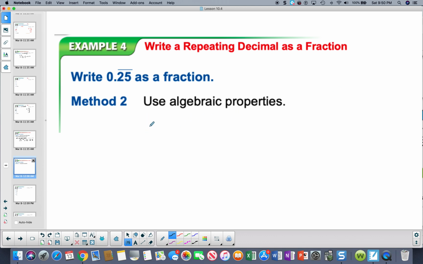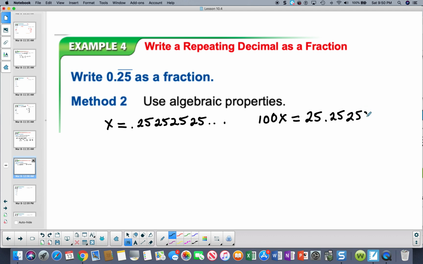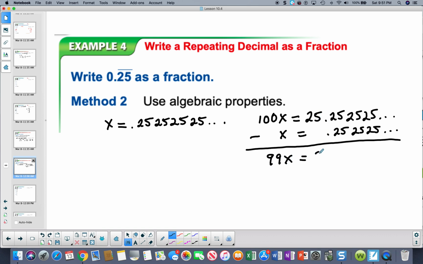Method 2 is to use some algebraic properties. I know that this is 0.25252525 dot, dot, dot. I'm going to let this be x. x is equal to this. What I want to do now is get one of the patterns in front of the decimal, and to do that, I'm going to multiply by 100. 100x will be equal to 25.252525 dot, dot, dot, since the 25 moves in front. I'm going to put the x underneath it, which is 0.252525 dot, dot, dot, and I'm going to subtract. That gives 99x, and when you subtract these two, it'll be 25, because the decimal parts are removed. So the answer is 25 over 99.